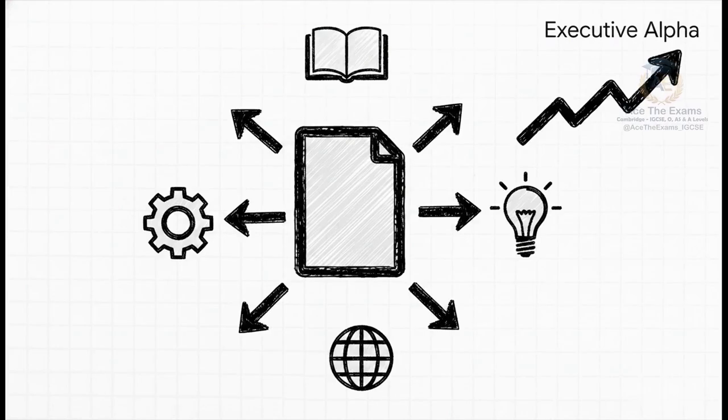Which brings us to a massive prime directive, pulled directly from the principal examiner reports. If you want to achieve what we call executive alpha, meaning you want to trigger the maximum possible valuation on the grading grid, you absolutely must make cross-topic connections.